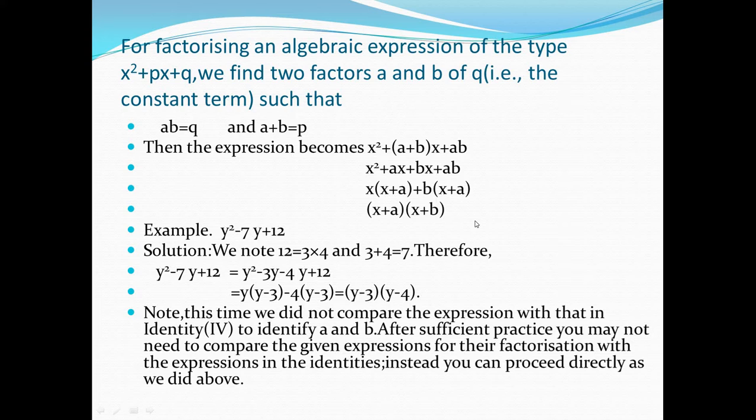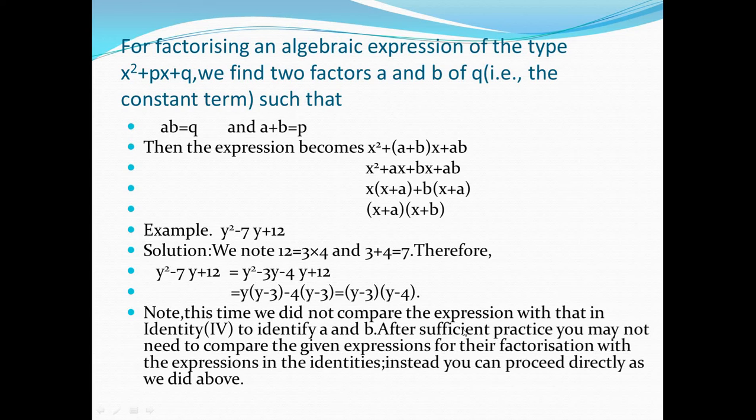So, y multiplied by y minus 3, minus, in the last two terms, 4 will be the common factor for 4y and 12. So, 4 multiplied by y minus 3. So, y minus 3 is the common factor for both the terms. So, we can rewrite it as y minus 3 multiplied by y minus 4. Note this time we did not compare the expressions with that in identity 4.